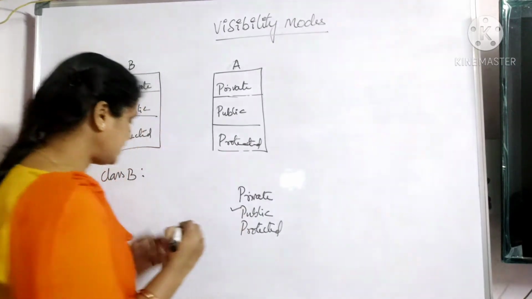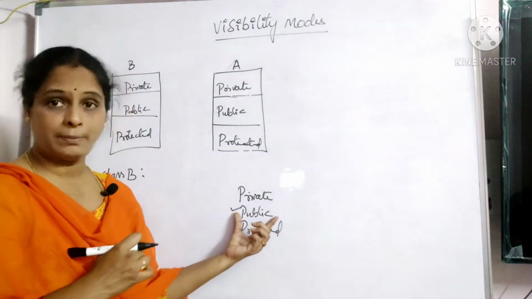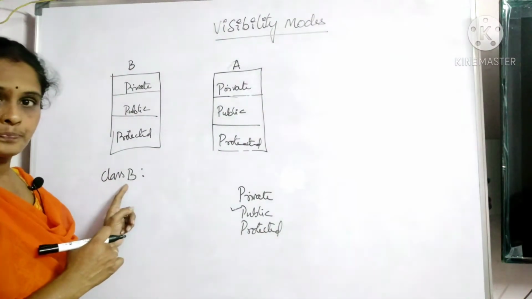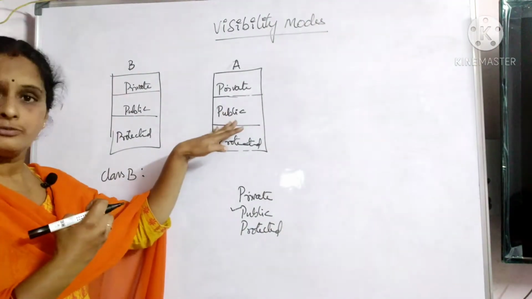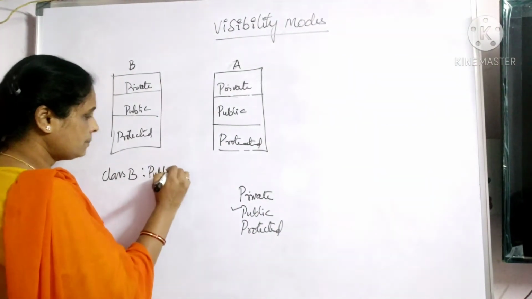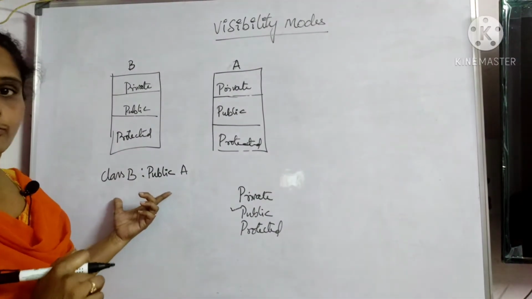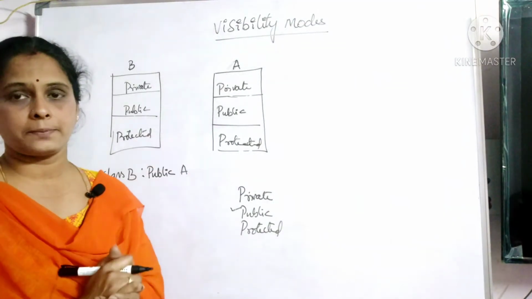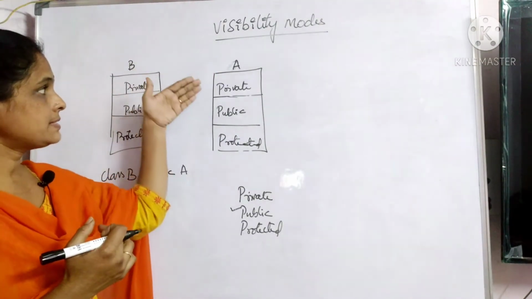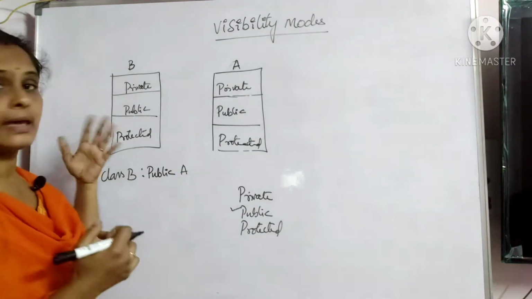First of all, let us see what happens if the base class is derived in public mode. That means class B is inheriting from class A in public mode. So, class B: public A. With this one line, inheritance is done. Now come to the data. A has some private members, some public members and protected members, and B also has its own private, public and protected members.